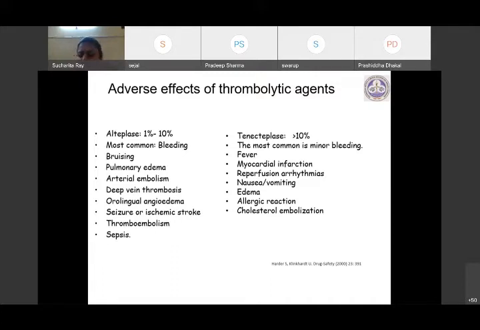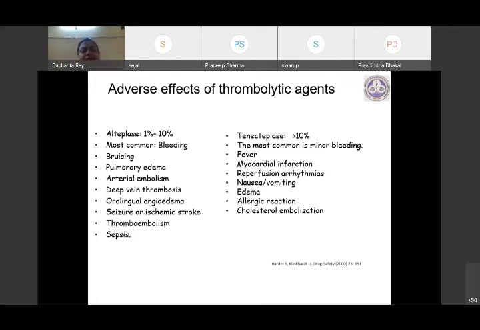In tenecteplase, it is 0.25 milligram per kg. We have several trials which have been done to find out the optimum dosage of tenecteplase. Now, when we give that, our major concern is we are worried that maybe हमने TPA दे दिया और patient को bleeding हो गया, because once bleeding has occurred, then it's like split milk, the patient will not improve, right?